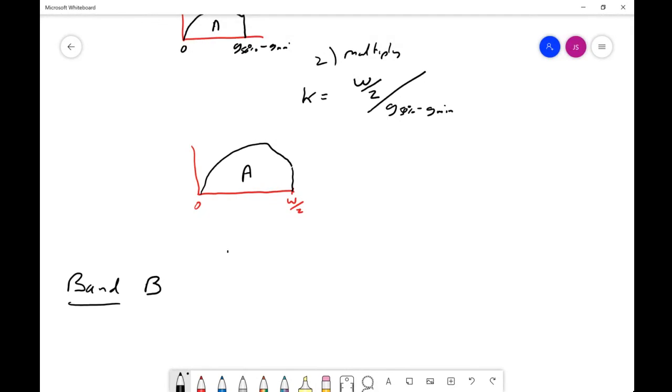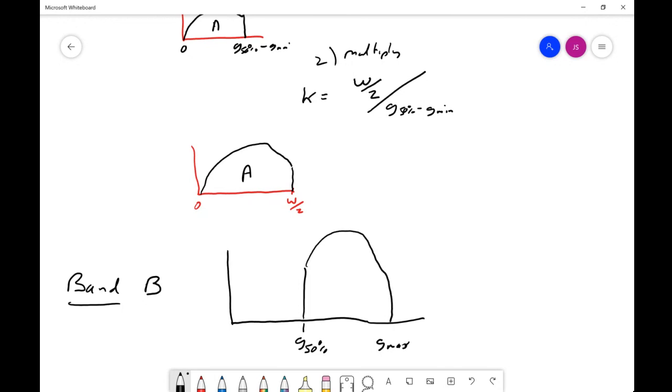Well, let's draw band B to start off with. Band B is going to be extracted from the original histogram. It's sitting at G 50%, and it goes to G max. And what was the shape? Oh, it's something like this. And there was our band B.